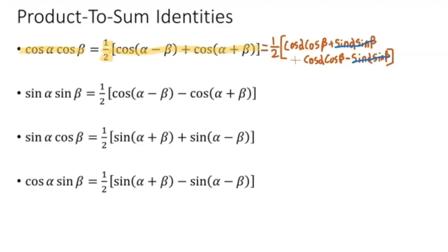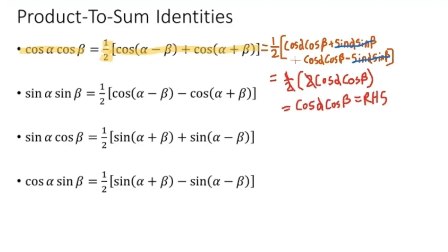The sine alphas and sine betas cancel. We can add our cosine alpha cosine betas together, and they'll combine to 2 cosine alpha cosine beta, or the 2's will cancel. And you see we get the right-hand side. The other three identities on the slide can be proven in a similar fashion.